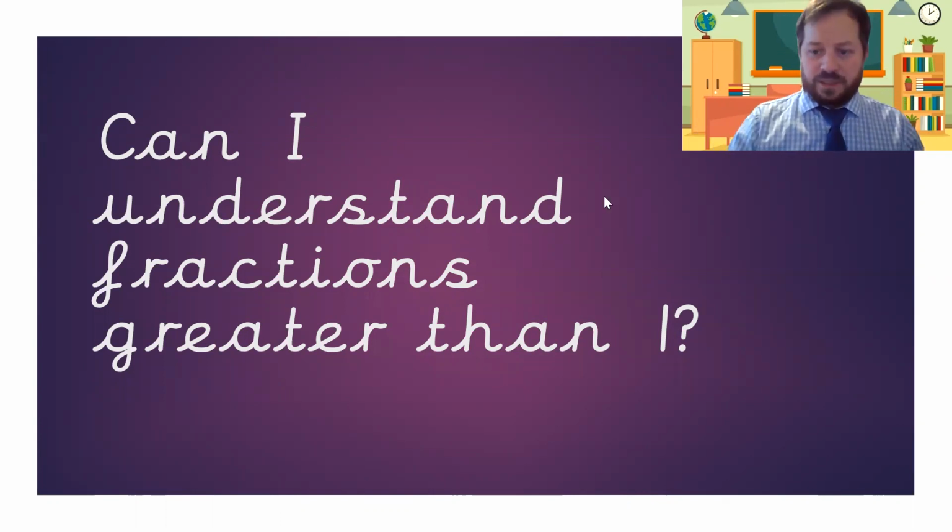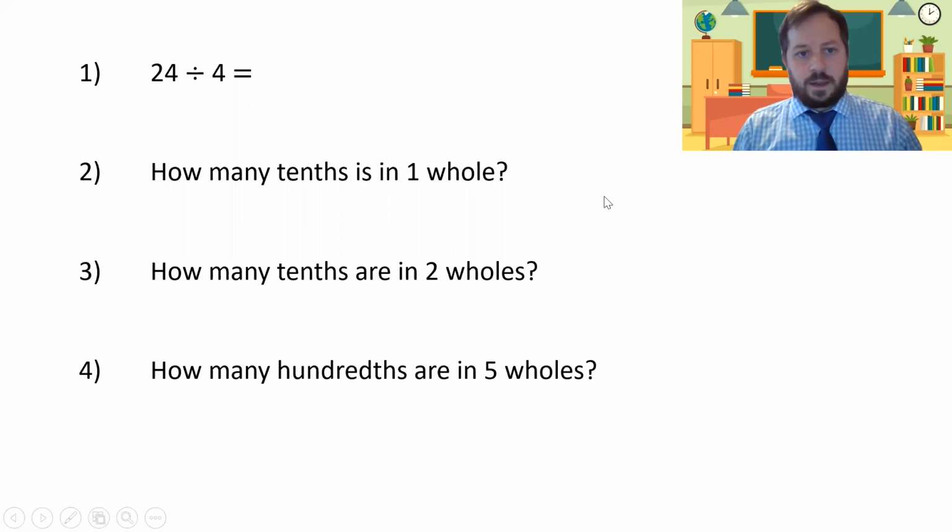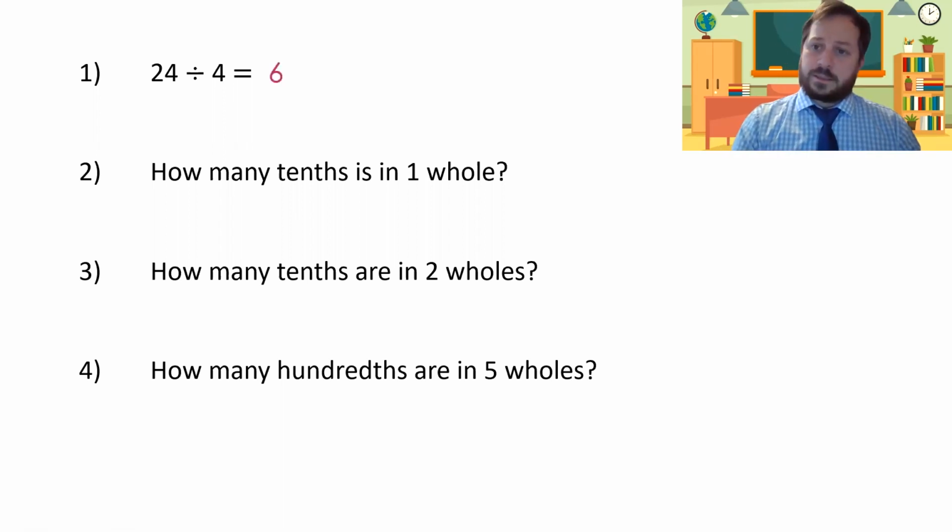So before we start, here's a little recap. So if you pause now and have a go at this one. Okay, so first off, 24 divided by 4 is 6. And then how many tenths make one whole? So how many tenths do I need in order to make one whole? Well, it's 10. In that case, how many tenths make two wholes?